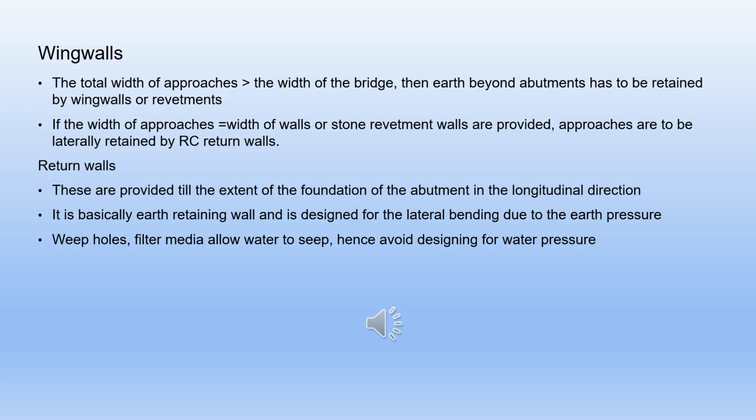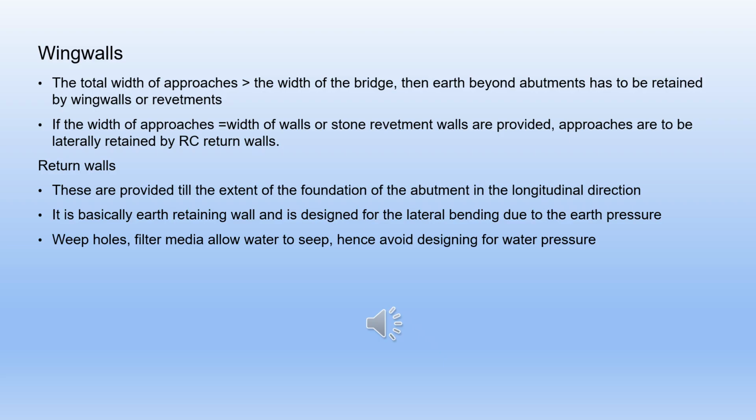If so, the earth beyond the abutments has to be retained by wing walls or by the provision of stone revetments. If the width of the approaches is the same as that of the bridge, or if stone revetments are provided, the approaches are to be laterally retained by means of structural RC walls called return walls. Return walls are usually provided to the extent of the foundation of the abutment in the longitudinal direction.